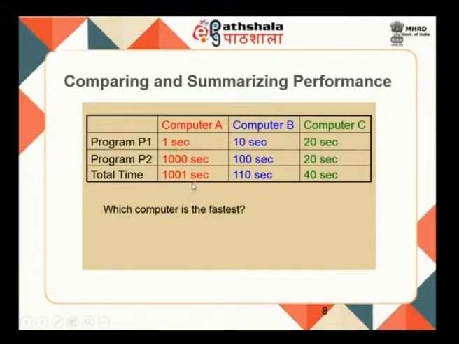The total execution times you can always calculate as 1001 seconds, 110 seconds and 40 seconds. Now based on the performance of these three processors on these two programs, how do you summarize and say which computer is the fastest? That is our worry now.